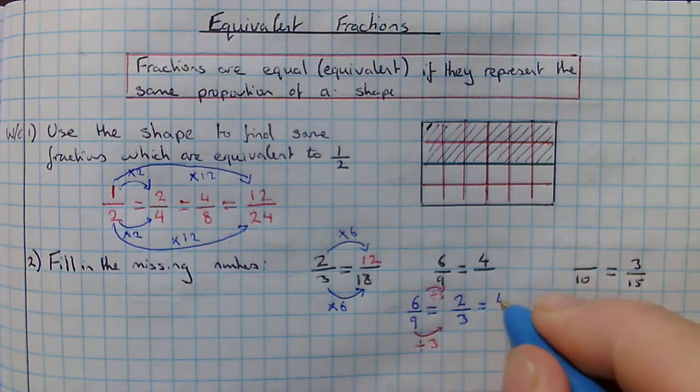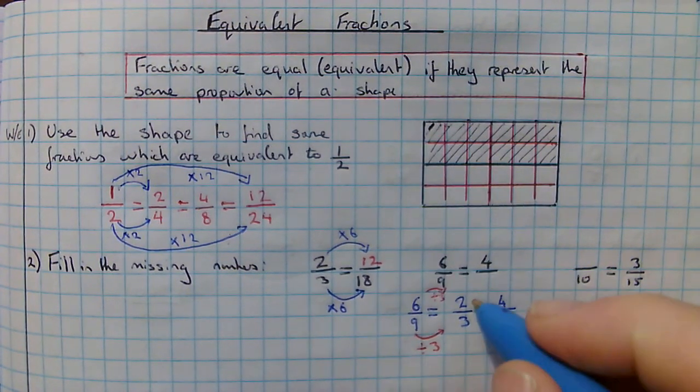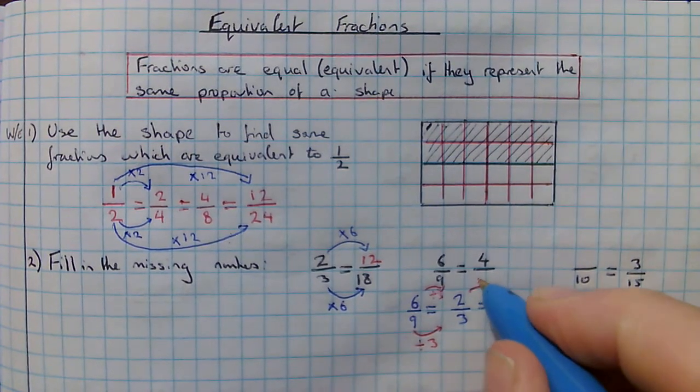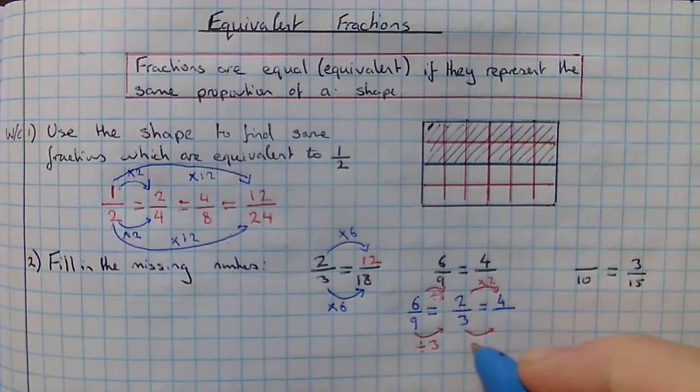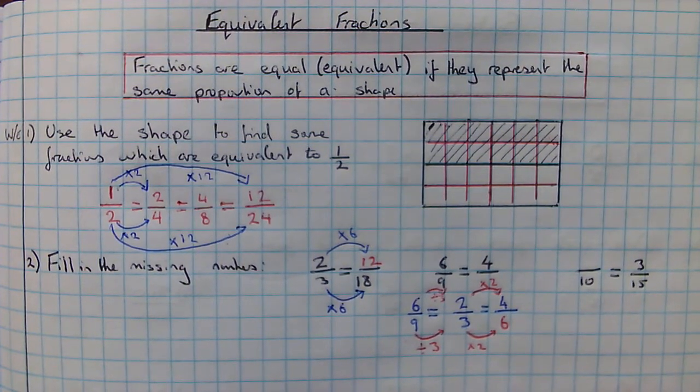I know that must equal 4 somethings. Well, here, to go from 2 to 4, I've times by 2, so I need to do the same here, times by 2. And it gives me an answer of 4 out of 6.